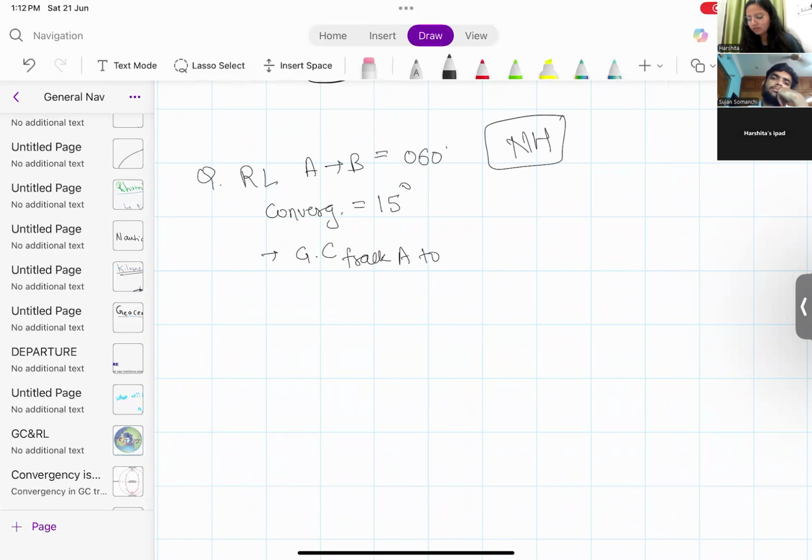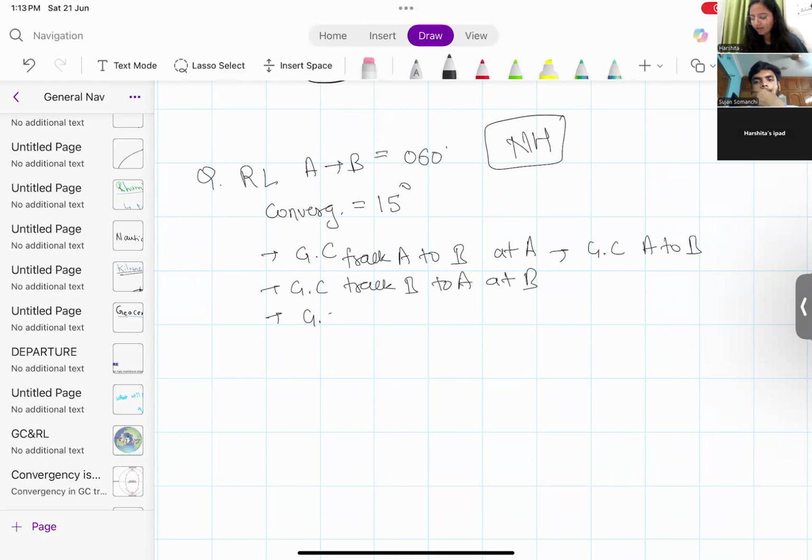A to B at A, great circle track B to A at B, great circle A to B at B, great circle B to A at B. You have to tell me the rhumb line from B to A. You have to tell me the conversion angle.